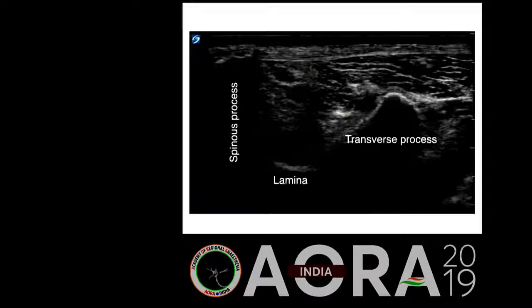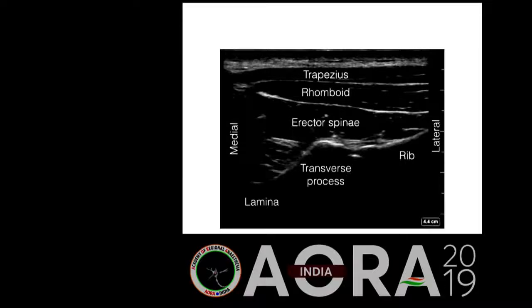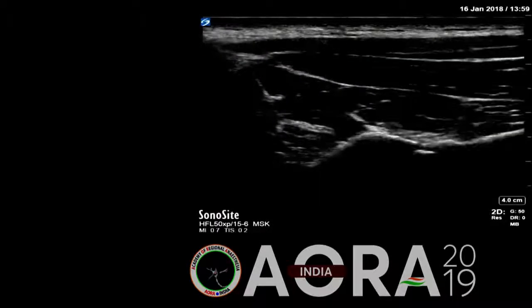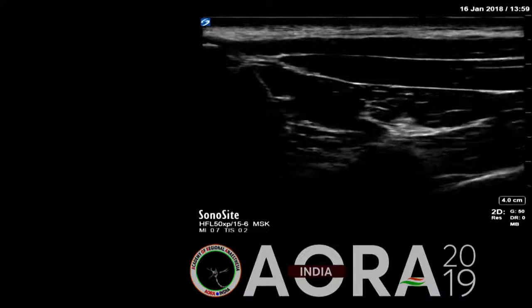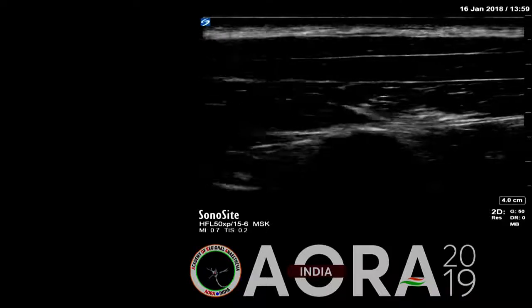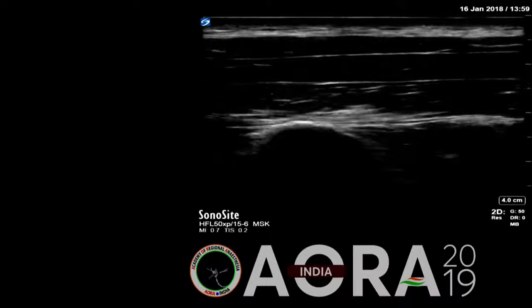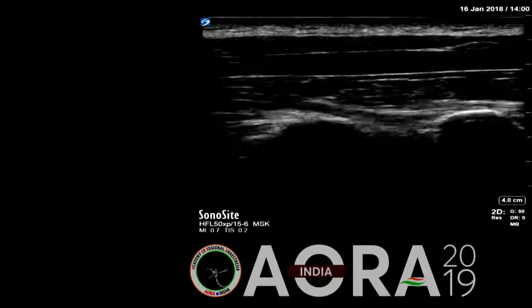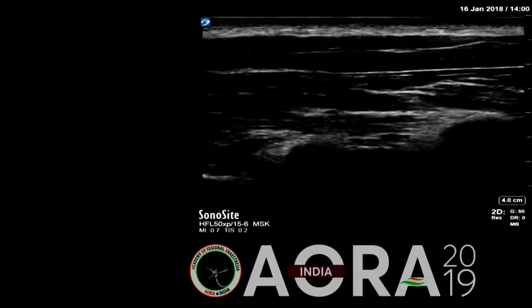Alternatively, the TP and/or costo-transverse junction can be imaged in the transverse plane and the transducer rotated to obtain a sagittal image. Tilting or sliding the transducer at this point medially from the TP will image the thoracic spinal lamina.